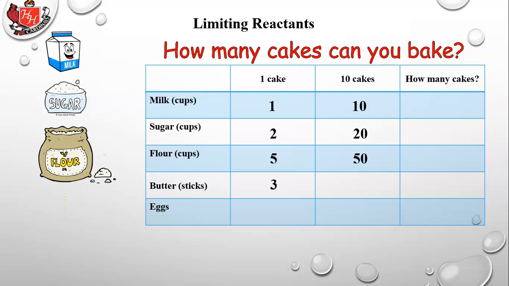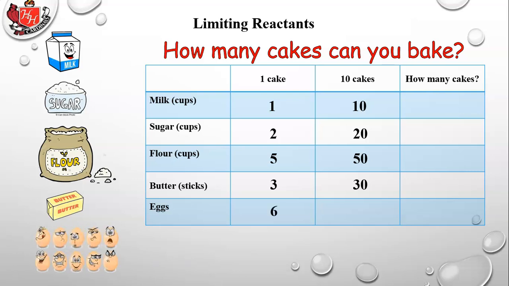To bake a cake takes 3 sticks of butter. To bake 10 cakes is 30 sticks of butter. And finally, to bake a cake, it takes 6 eggs. So to bake 10 cakes, it's going to take 60 eggs.